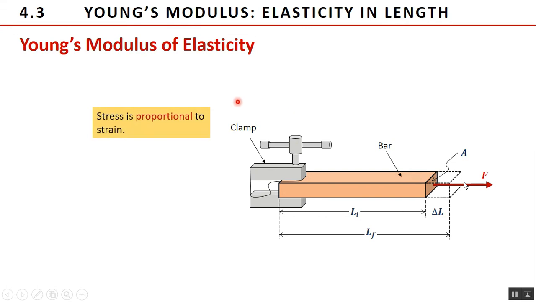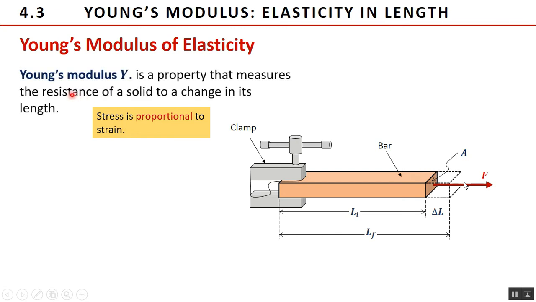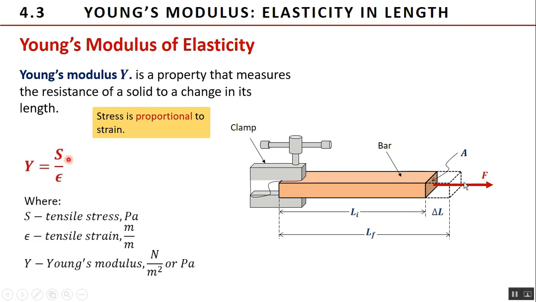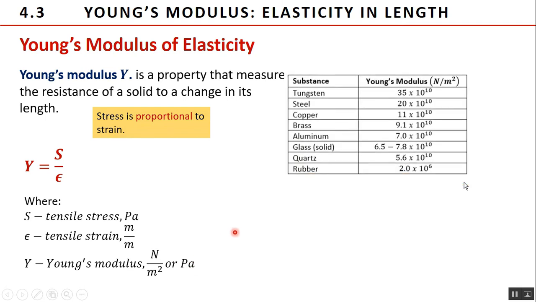We have discussed a while ago that stress is proportional to strain. With this, the tensile stress and strain are directly proportional. Again, this proportional relationship is defined by the constant property of solids called Young's modulus. It is a property that measures the resistance of a solid to a change in its length. We define Young's modulus Y by the ratio of tensile stress to tensile strain. The unit of Young's modulus is the same as the unit of the tensile stress, and in the SI system, it is expressed in pascals. Young's modulus is an indicator of the degree of elasticity of solids.